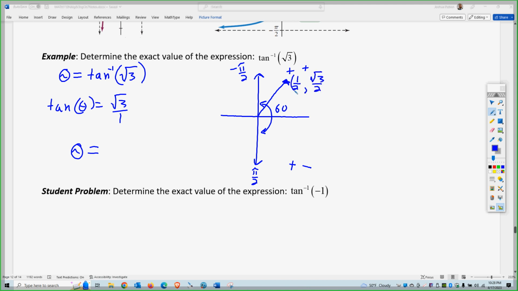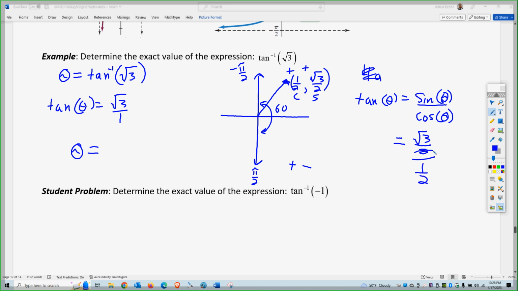And you're like, well, how does that help me? Well, that's cosine and sine, correct? But I don't want that. I want tangent. Well, we know that tangent of an angle equals sine over cosine. That's what tangent is. So in this case, if I do sine, I get root 3 over 2. And if I do cosine, I get 1/2. Well, those cancel and give me root 3 over 1. So that's why I know that this is 60 degrees for that angle, or pi over 3 radians.